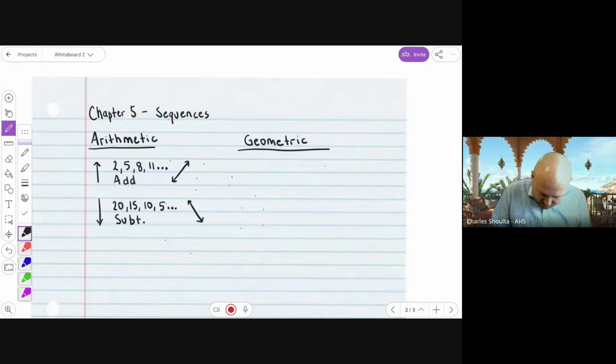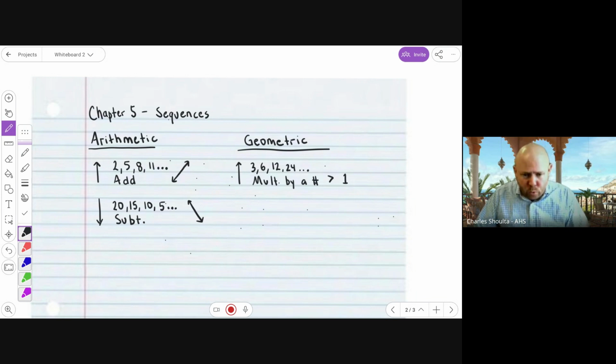Now, geometric, if it's going up. For instance, we can go 3, 6, 12, 24. Notice that if I put these on a number line, there's a lot more space between 6 and 12 than there is between 3 and 6, and way more space between 12 and 24. What this is now is multiplying by a number greater than 1, so multiplying by 2 or 3 or 4.